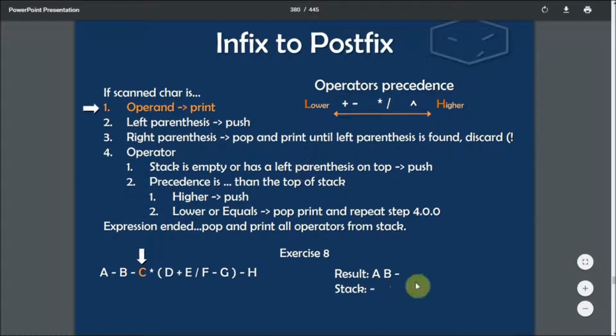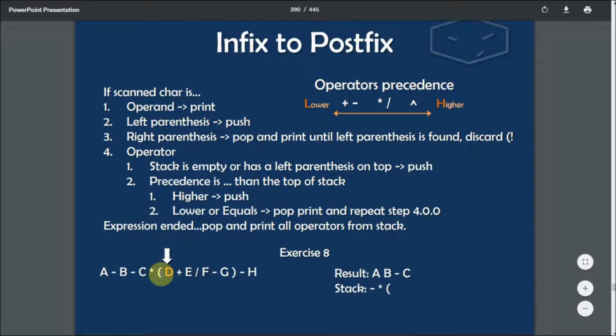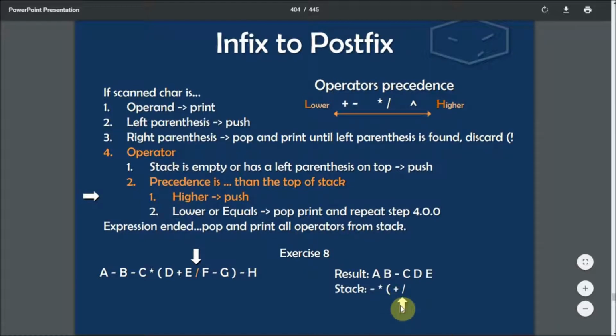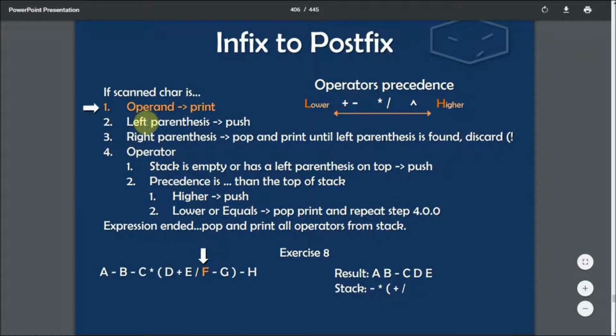C is operand, we print. Times is operator and is higher, so we push. Left parenthesis, we push. D is operand, we print. Plus is operator and the stack has a left parenthesis on top, so we push, okay. E is operand, we print. Division is operator and is higher, okay, so we push here.